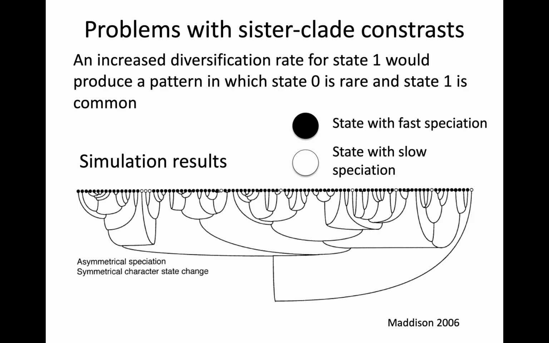And in this case we actually have 2 rates, because we have one rate for when you are in the state of the black circle. So somewhere on the branch when you're the black circle, you are a quick speciator. And if you have the state of the white circle, then you are a slow speciator. And then the result that this produces is a tree where most of the tips are black, because those lineages were speciating quickly.